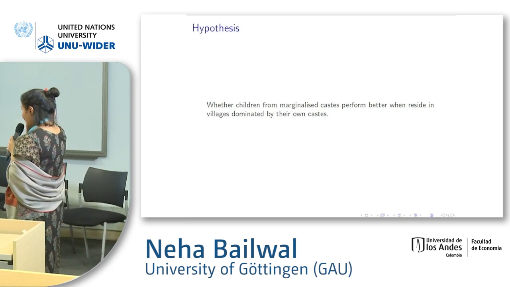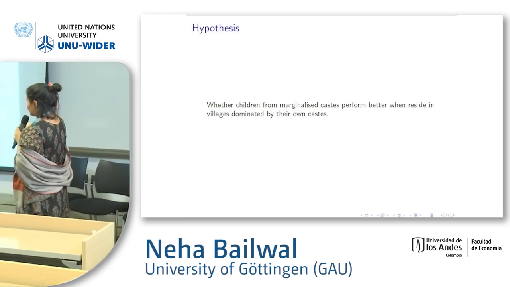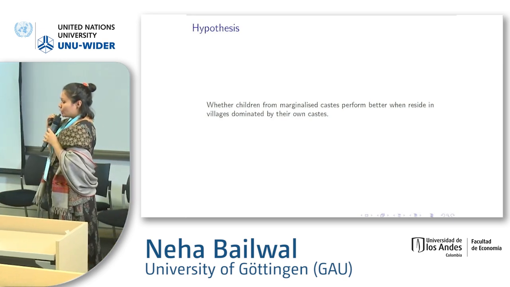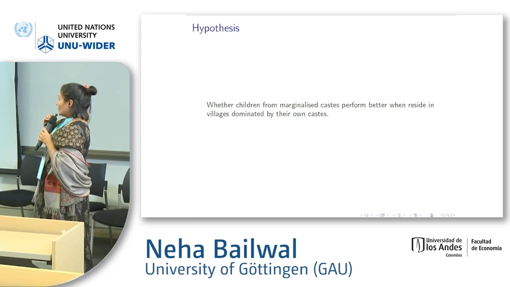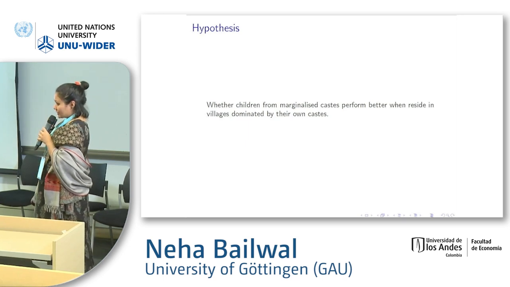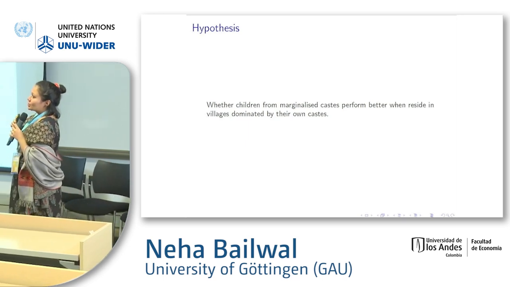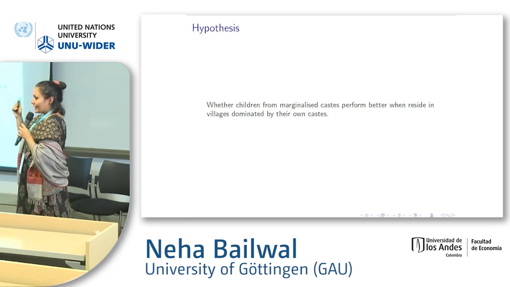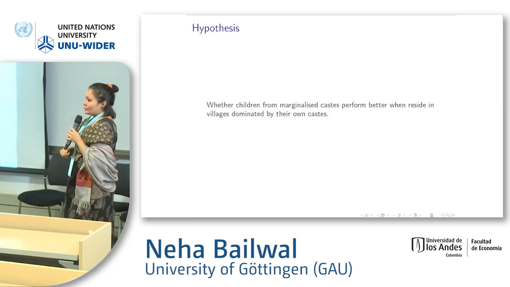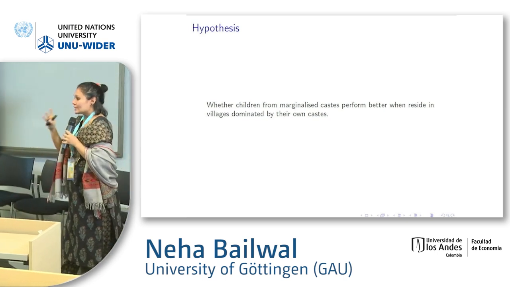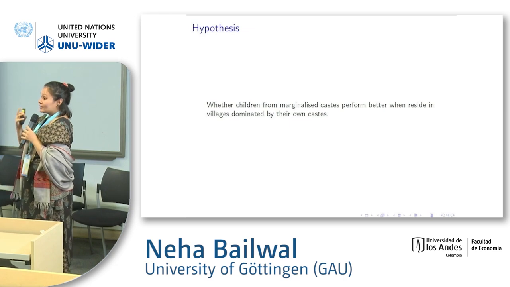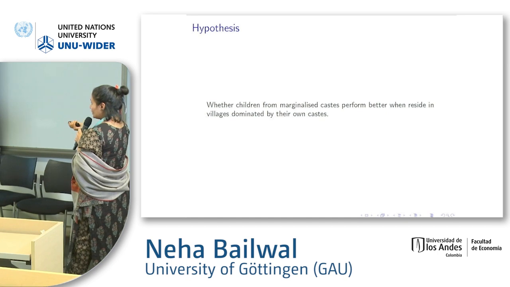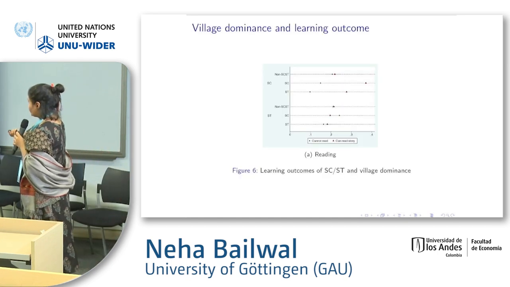Okay, so coming back to the main part, now I'll talk about my results. So what are we trying to do? We are trying to test a very simple hypothesis. You and I both are from the marginalized caste. You are staying in a village which is dominated by your same caste group. I'm staying in a village which is dominated by the higher caste group. All other things are the same. We have the same socioeconomic status. We are going to the same type of school. Do we see any difference in our learning outcome just because our neighborhoods are different? That is what we are going to test now. Okay.